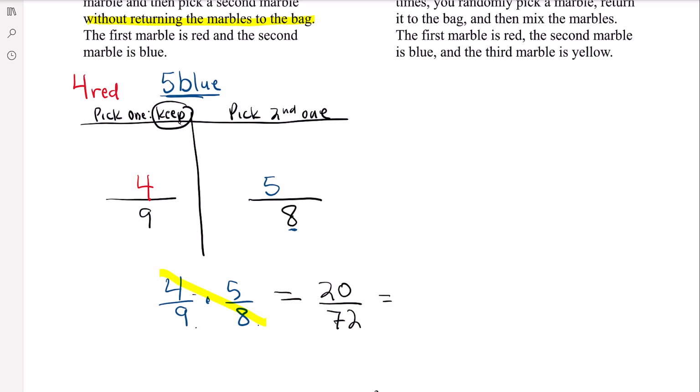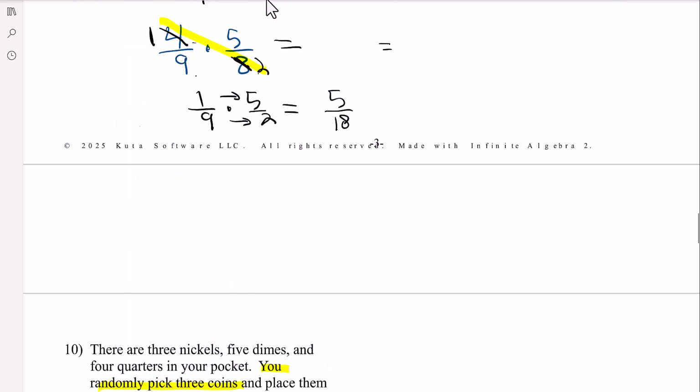And then each of those have a 4 in common. It's probably easiest because we know 4 goes into 4 once and 4 goes into 8 twice. So now we have 1 over 9 times 5 over 2. And now when we multiply numerator with numerator, denominator with denominator, there's a 5/18 probability that the first time you pick a red marble and the second time you pick a blue marble.